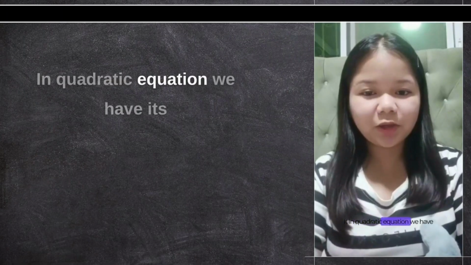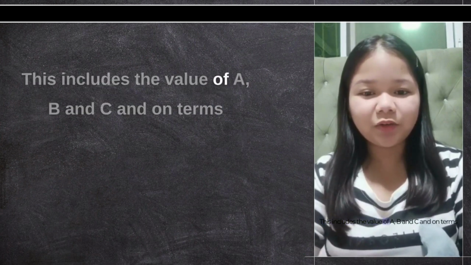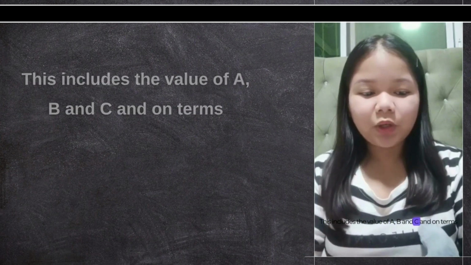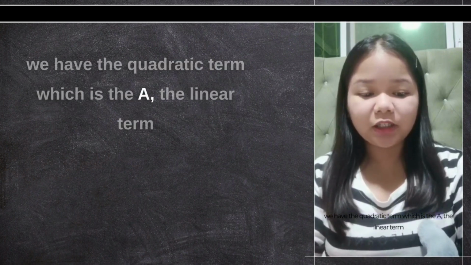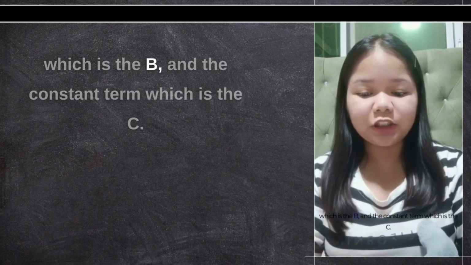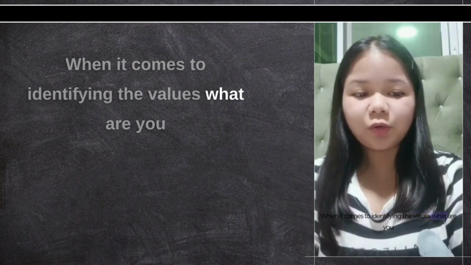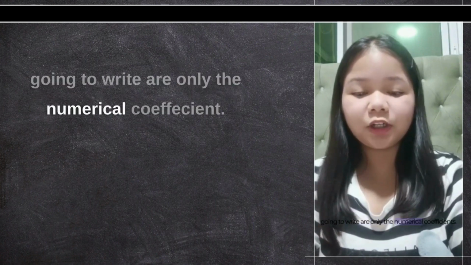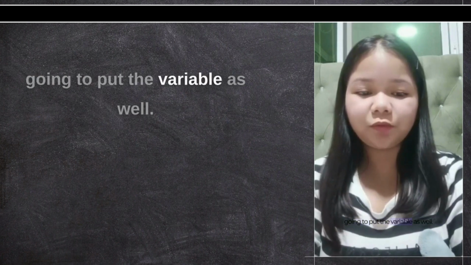Now, let's move on to the terms and values of a quadratic equation. In a quadratic equation, we have its parts: the values and terms. The values include a, b, and c. On terms, we have the quadratic term, which is the a, the linear term, which is the b, and the constant term, which is the c. When it comes to identifying the values, what you are going to write are only the numerical coefficients, while for the terms, you are going to put the variable as well.